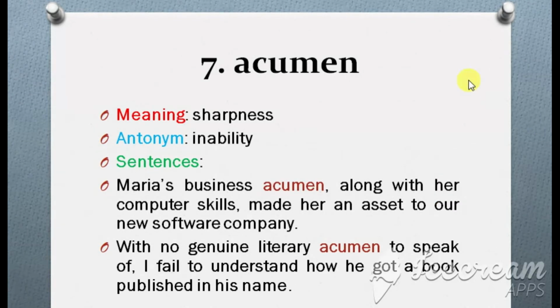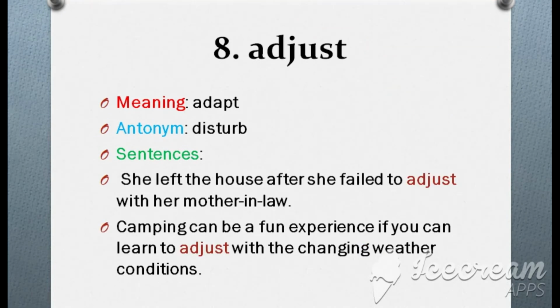Word number 7, acumen. It means sharpness. Opposite is inability. Sentence number 1 with the word acumen. Maria's business acumen, along with her computer skills, made her an asset to our new software company. Sentence number 2. With no genuine literary acumen to speak of, I fail to understand how he got a book published in his name.